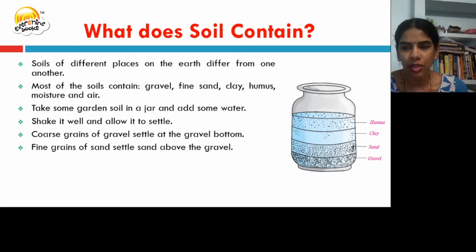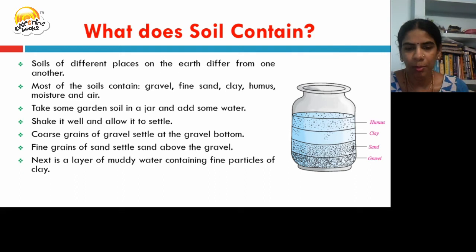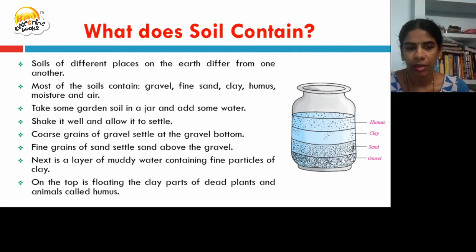Then fine grains of sand will settle above the gravel. The next layer will be muddy water containing fine particles of clay. And finally, the dead parts of plants and animals, called humus, float above the clay soil. This is the composition of the soil. The soil contains gravel, sand, clay and humus.